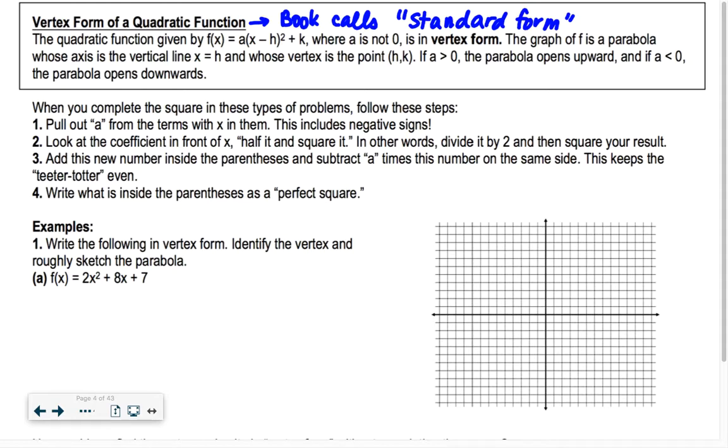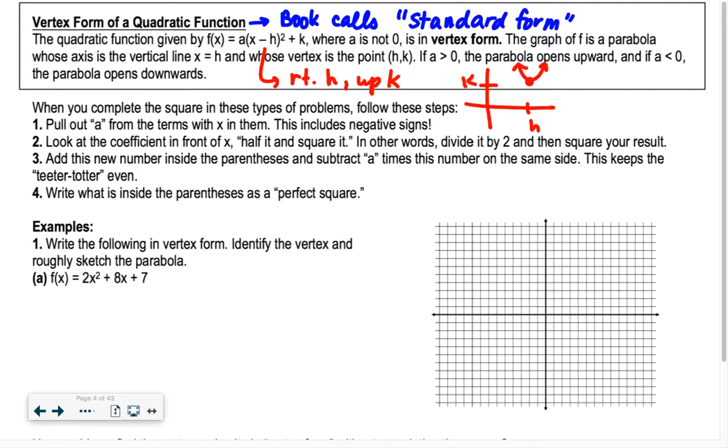So if a was equal to 0, there wouldn't be an x squared term. It would be like 0 times all of that, x minus whatever squared. Okay, so the graph of f is a parabola whose axis is the vertical line x equals h and whose vertex is the point (h, k). Does this make sense why this is saying we're moving to the right h, up k? So if we take a parabola and we move it to the right h and up k, that's where its starting point is. That's where its vertex is. That's what we're talking about.